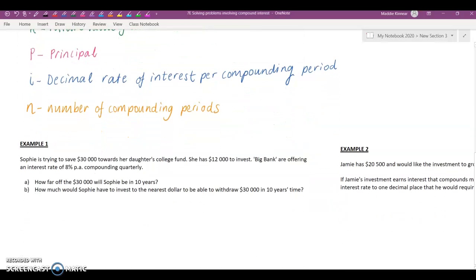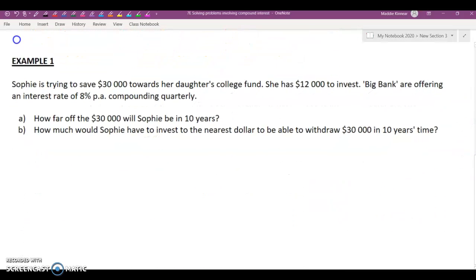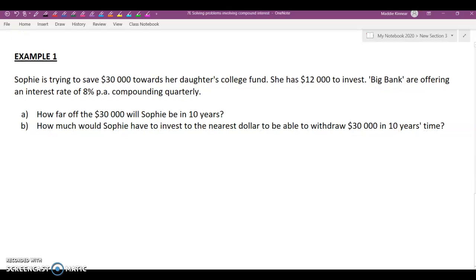The first example we're going to look at says Sophie is trying to save $30,000 towards her daughter's college fund. She has $12,000 to invest. Big Bank are offering an interest rate of 8% per annum, compounding quarterly. How far off the $30,000 will Sophie be in 10 years?